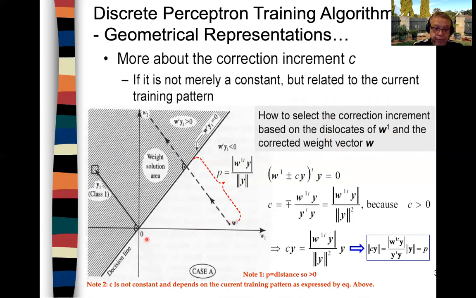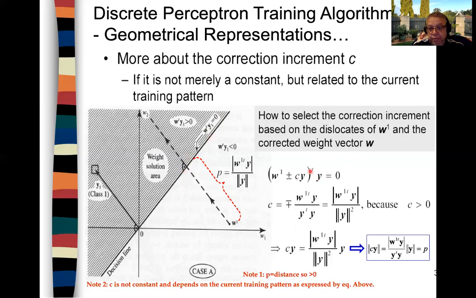So if, again, this is my decision line, and I assume that my pattern Y1 is in class 1. So this is my initial weight, and I want to make sure that my new weight will fall in the weight solution area. Now, the new weight would be W1 plus or minus C Y. And if W transpose Y is equal to 0, that means I'm moving my W1 to a point on this line, on W transpose Y equals 0. Okay, so I'm moving here on this hyperplane.